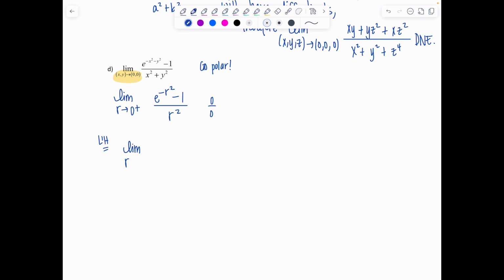So we have the limit as r approaches 0 from the right. Derivative of e to the negative r squared would be e to the negative r squared times negative 2r. Minus 1's derivative is 0. Some of them mess that up. Derivative of r squared is 2r. So then the 2r's cancel, and then we should be good to go to just evaluate the limit directly. Limit as r goes to 0 from the right of negative e to the negative r squared, so that's negative e to the 0, which is negative 1.